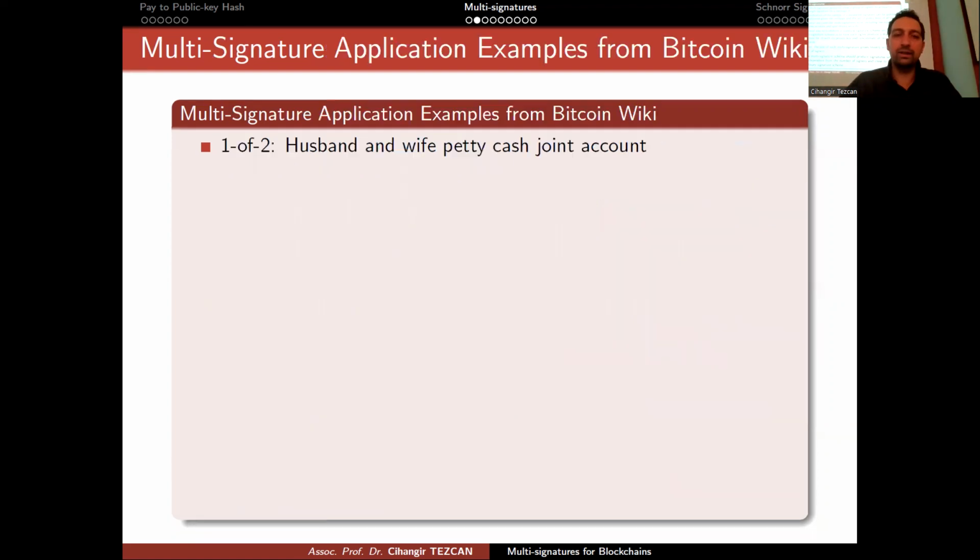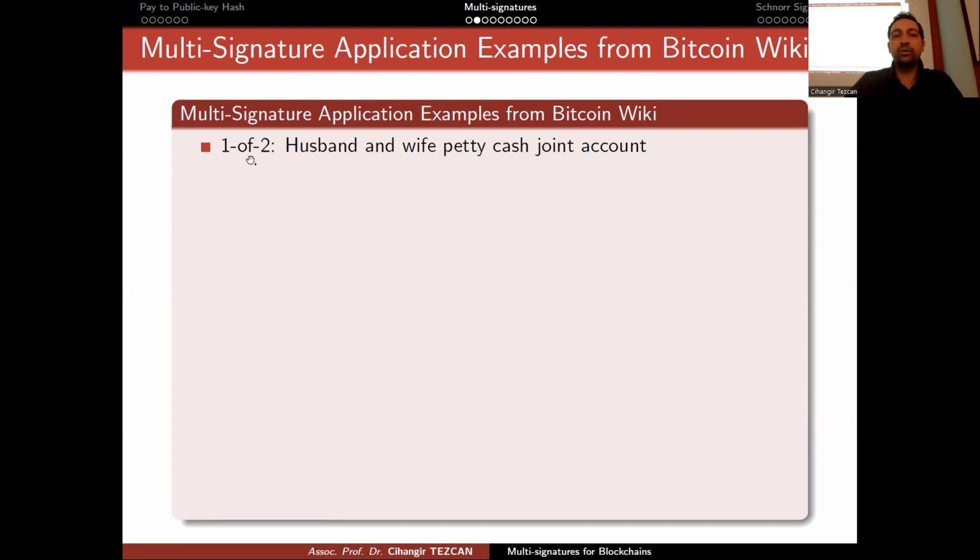But first, let's look at how multi-signature works in Bitcoin, okay? So there are many application examples. I took them from the Bitcoin Wiki. So let's look at one of two versions of this signature. When we talk about M of N signatures, this means that there will be N public keys, but M of them will be enough to claim the Bitcoin, okay?